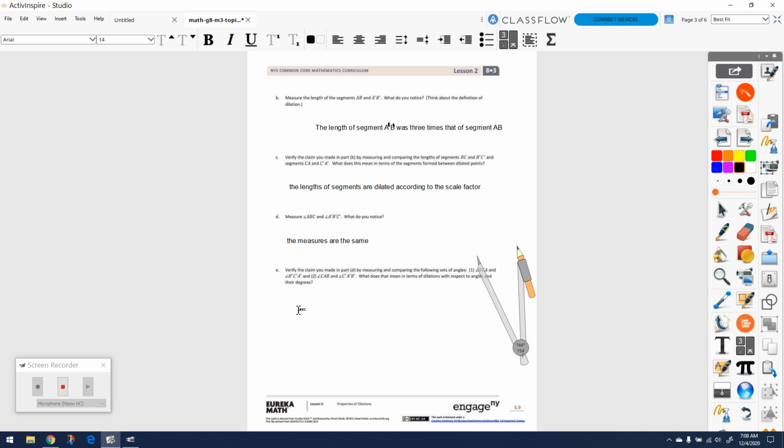Yeah, on letter E, when it asks this, what it means is that when we move these shapes, when we dilate them, the angles do not change. They are preserved. Okay, the angles are preserved. They stay the same. That's very important.